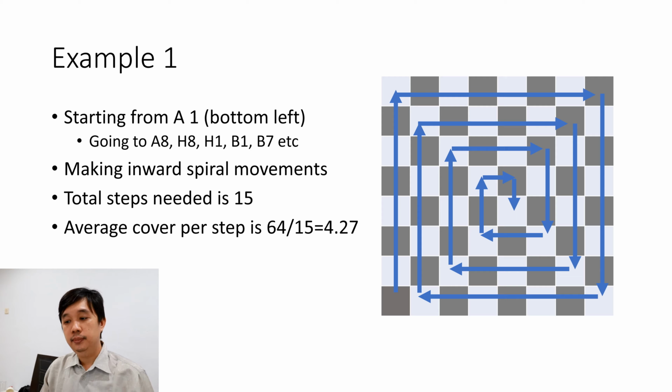And the average cover per step will be 64 divided by 15, which is 4.27. This way, it sounds pretty optimal, right? But the total steps needed is still 15. Okay, so we want to find another way to reduce the steps.